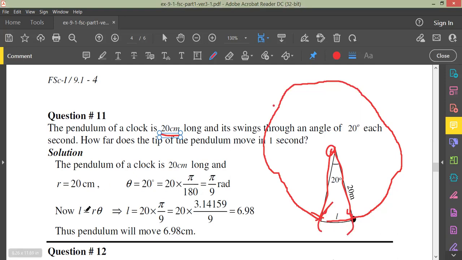So L is equal to r theta. We will simply apply the formula. L is equal to r theta. The value of r is equal to 20 and the value of theta is equal to 20 degrees. So we will convert degrees into radians. So 20 multiplied by pi over 180, it will be equal to pi over 9 radian.